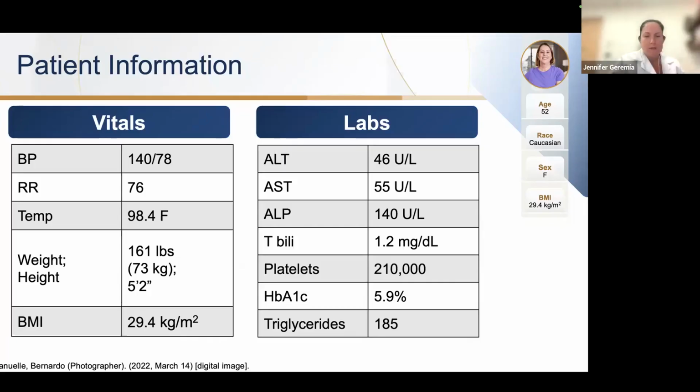We see some mild transaminitis. Bilirubin is normal. Platelets are important in a liver workup because thrombocytopenia is often cirrhosis until otherwise proven. A1C is in the pre-diabetes category, commensurate with her insulin resistance, and she has borderline high triglycerides. She's on a statin, and folks with slightly higher sugars tend to trend higher in their triglycerides.